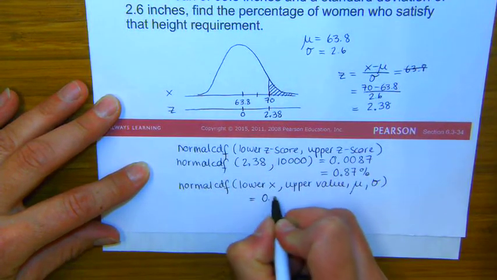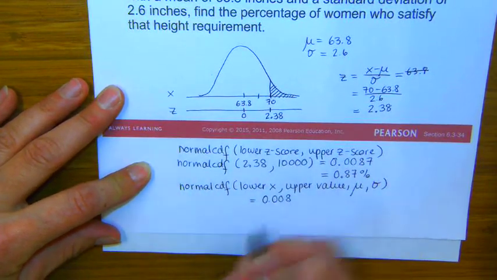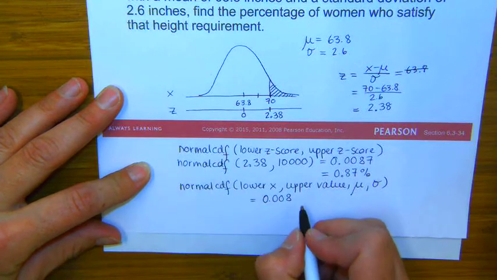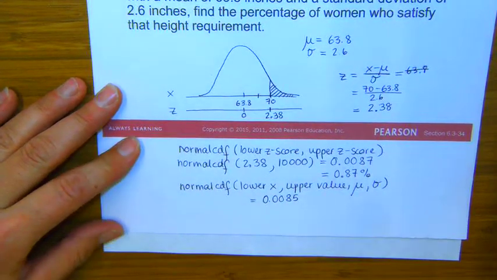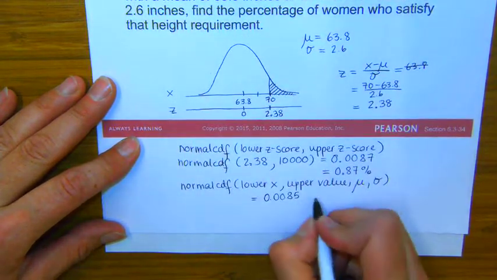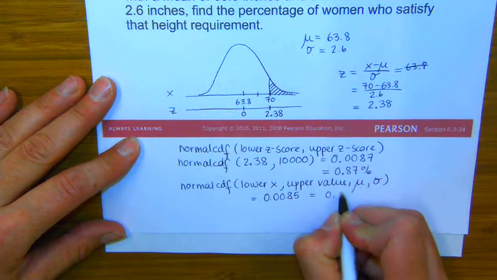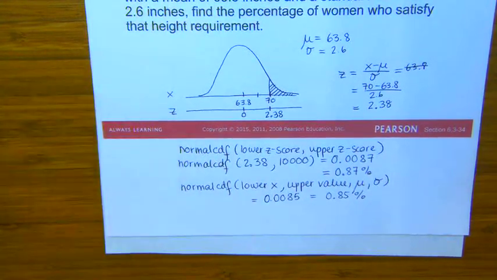and again, let's round it to 4 decimals. This is 0.0085. So it's very similar, which is 0.85%. Now, why do we have a slight difference?